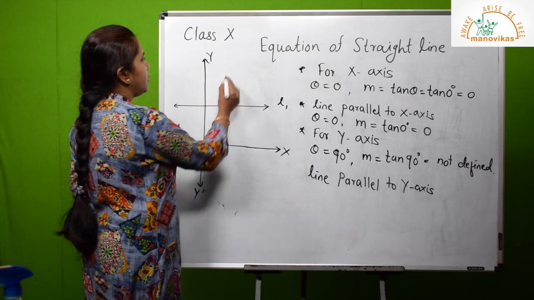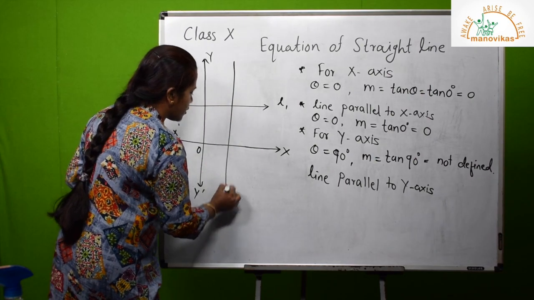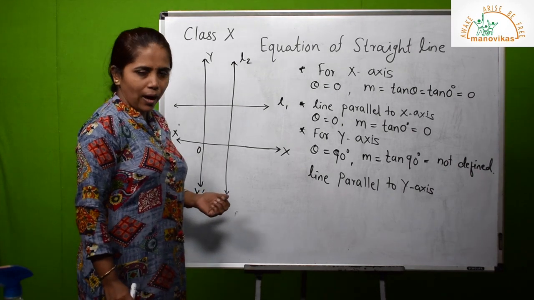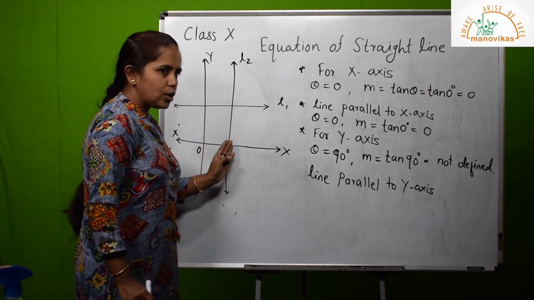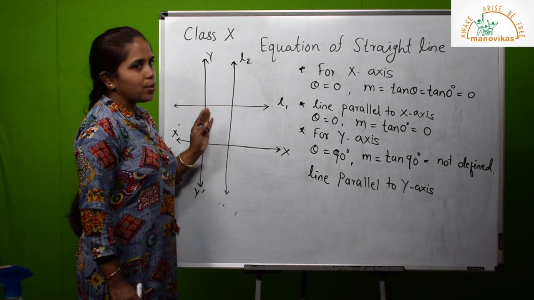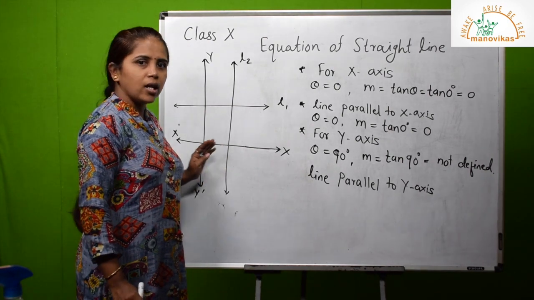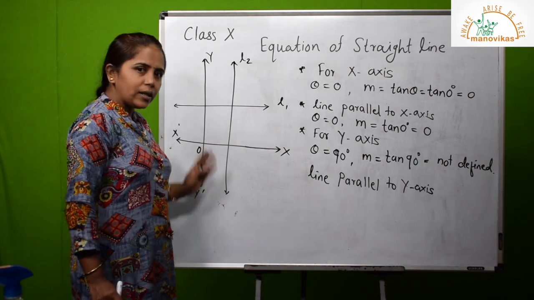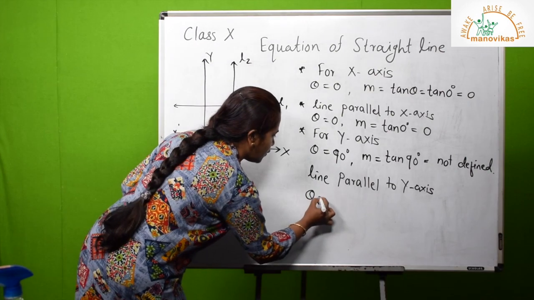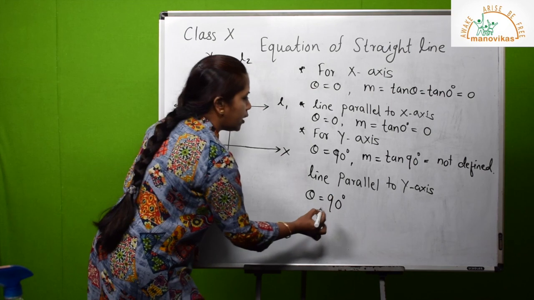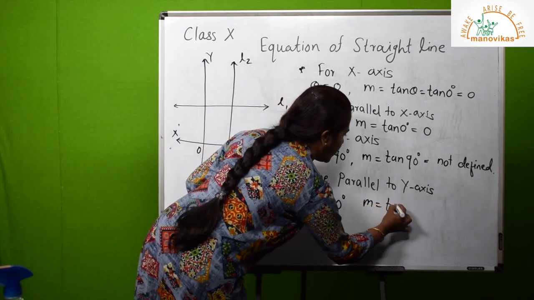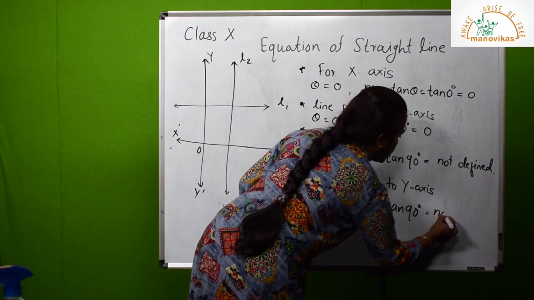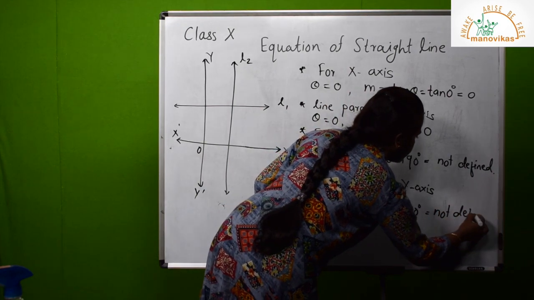Suppose any line parallel to y-axis. Suppose L2 is the line parallel to y-axis. Again, a line parallel to y-axis makes a 90 degree angle with the positive direction of x-axis. So for that line also the inclination value is 90 degrees. So again slope will be tan 90, so again it is not defined.